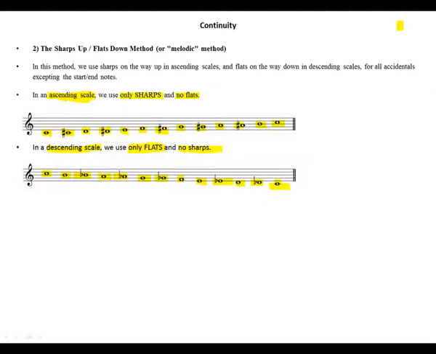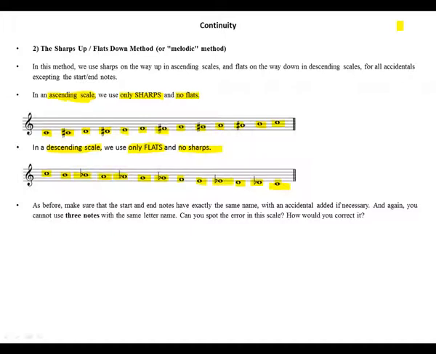So we now see in this method, ascending, everything which has an accidental is sharpened. Descending, we're not using any sharps, but we flatten all those notes which need to be flattened. As before, make sure that the start and end notes are exactly the same notes, with an accidental added if necessary. And again, you cannot use three notes with the same letter name.